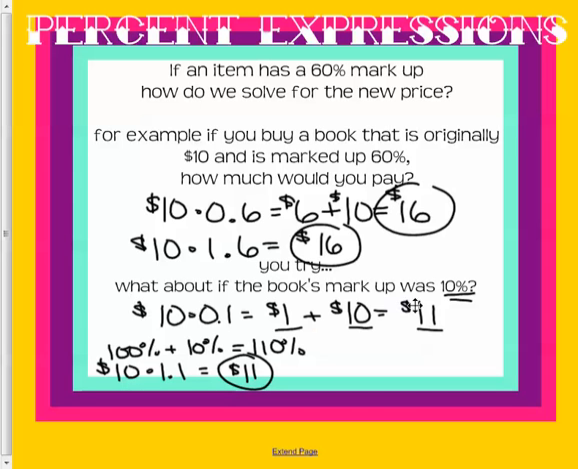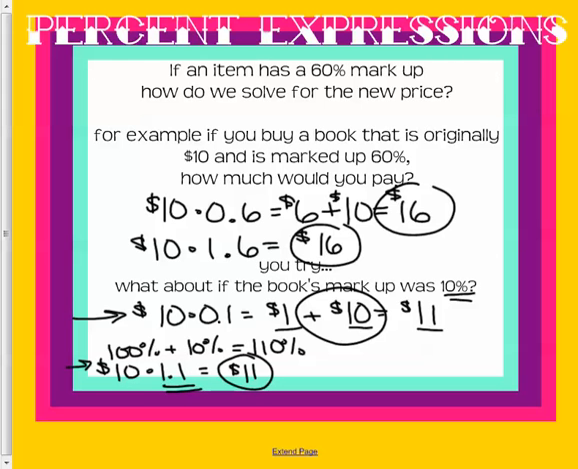So marking it up by $1 is the same as if you mark it up with a 1.1. So here you're adding on the 10. Here it's done in the step for you.